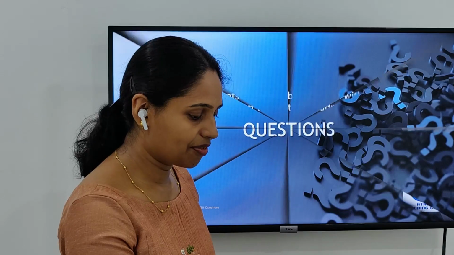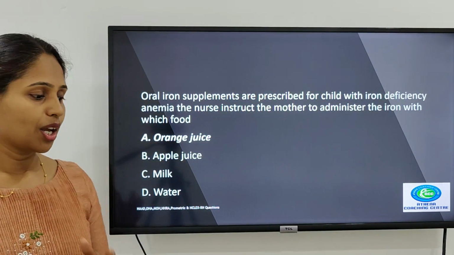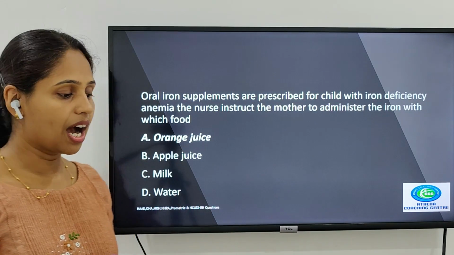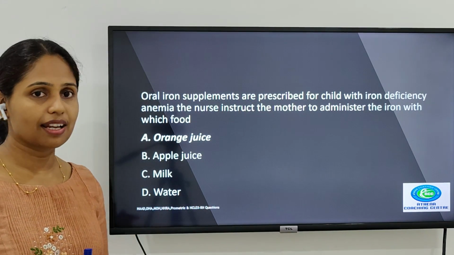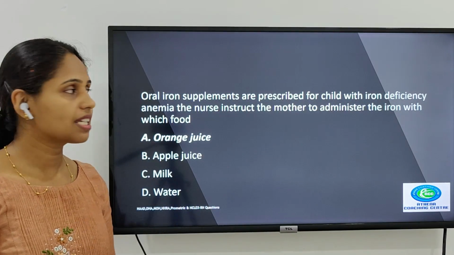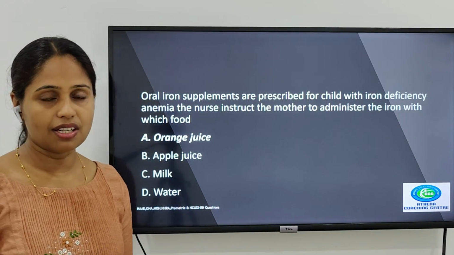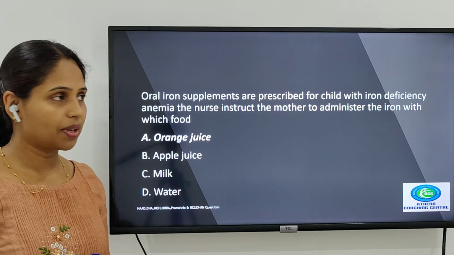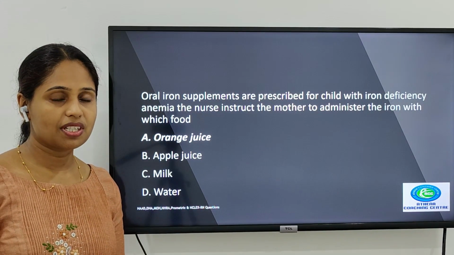So here is the first question. Oral iron supplements are prescribed for a child with iron deficiency anemia. The nurse instructs the mother to administer iron with which food? Okay, so what is the meaning of this question?